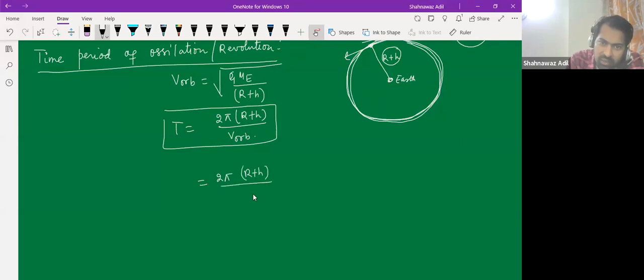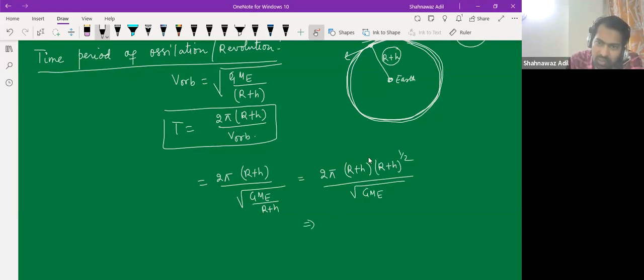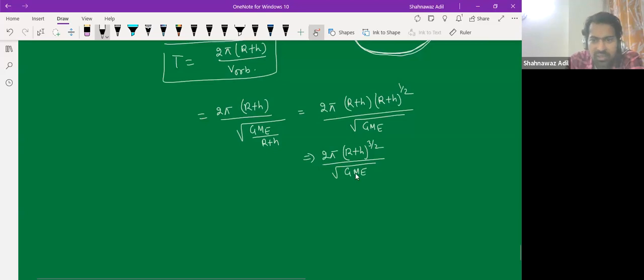We can write v orbital as root of G M E by (r plus h). So we can write this as 2 pi (r plus h) in the numerator with power half, and then root of G M E. This becomes 2 pi (r plus h) to the power 3 by 2 over root G M E, and we can write this G M E as g R square. So this is the time.